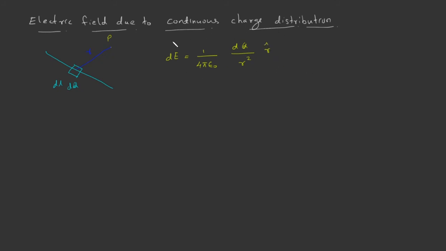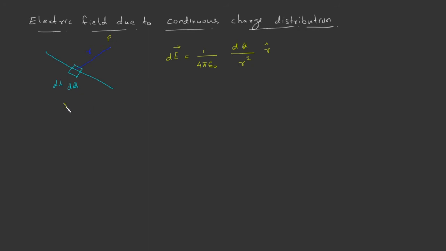We got this from the equation for electric field at a point due to a point charge, where dq is the charge of that element which we considered as the point charge here, r is the distance from that point charge to the point P, and r cap is a unit vector in the direction from the charge element, that is the point charge we considered here, to P.